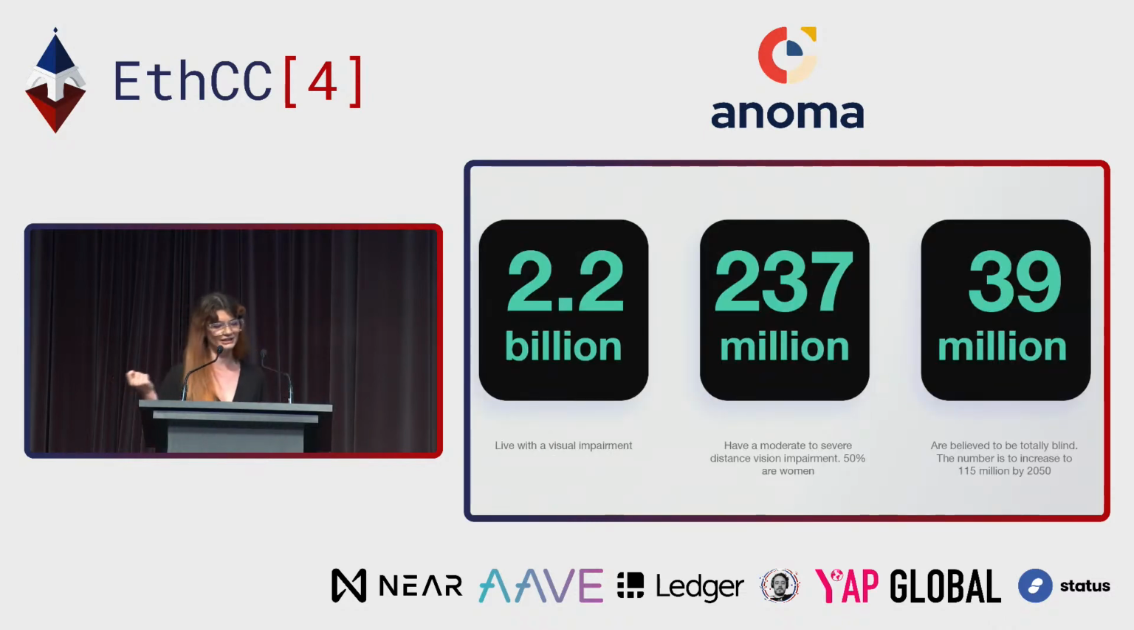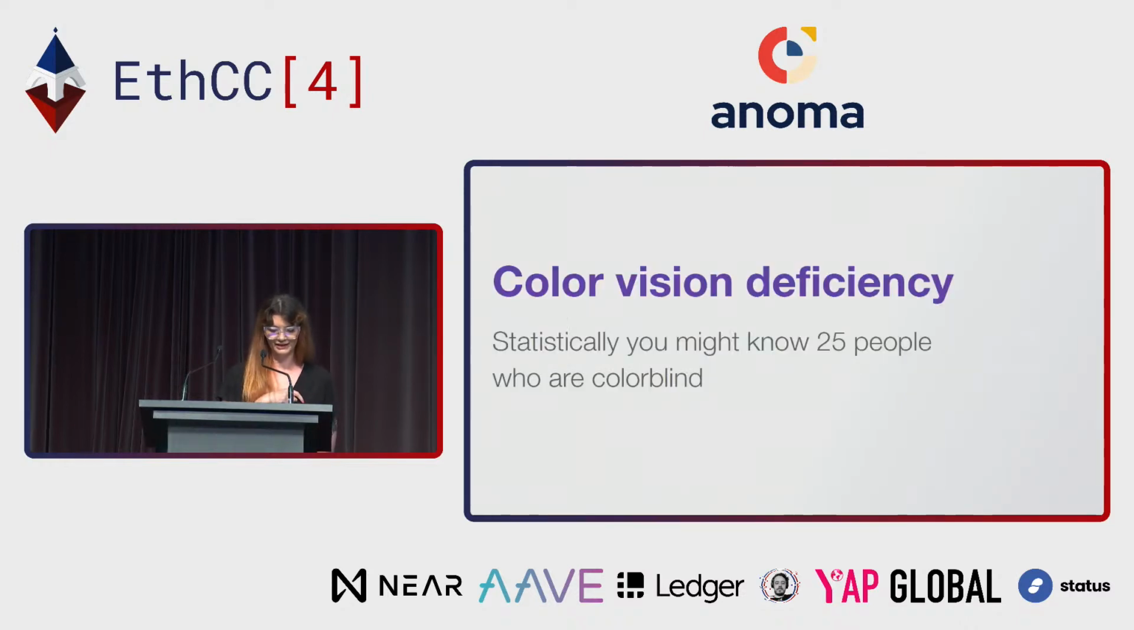Globally, in 2020, there were at least 2.2 billion people who are visually impaired. 235 million have mild to severe visual impairments, and 39 million people are believed to be totally blind. And unfortunately, by 2050, this number will grow to 150 million due to computer literacy.